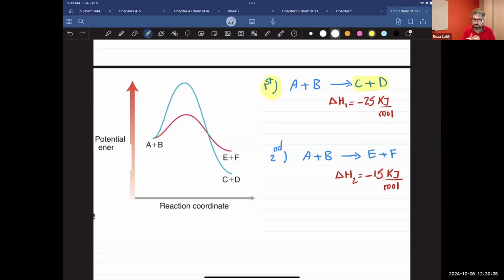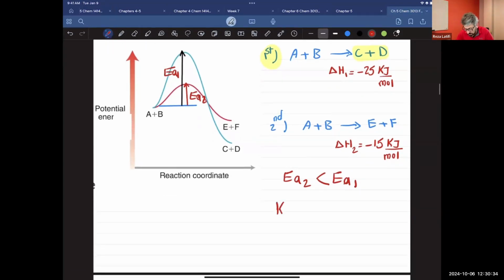Now let's talk about kinetic. Kinetics says look to the, sorry, look to the activation energy. This is activation energy of the first reaction, and that's activation energy of the second reaction. Activation energy for the second reaction is smaller than activation energy of the first reaction. So what does it mean? It means kinetics is favoring the second reaction.